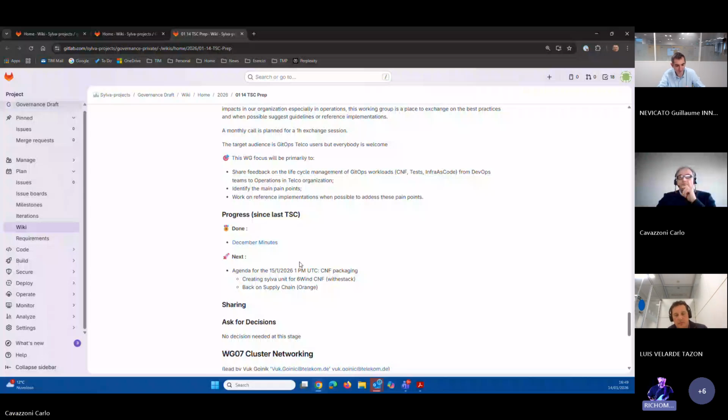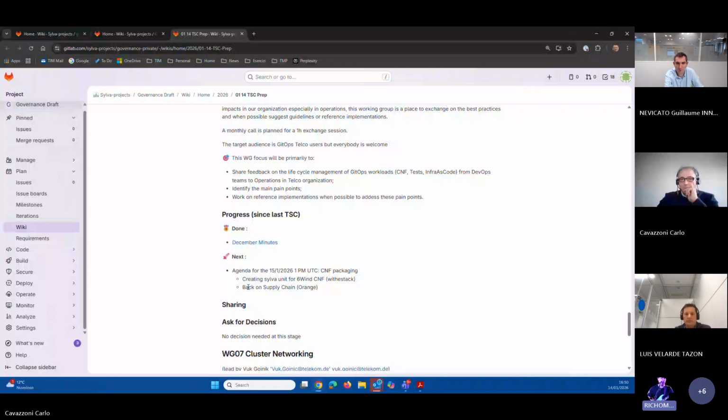So 2 topics on the agenda. One is the repackaging, using a Sylva unit, of an existing CNF, the example done by White Stack with 6Win. The second topic would be a sharing from Orange on the supply chain. Last year, we already worked on the software delivery model, and now we go one step further by explaining what we would like to see in the future in order to rationalize the way we manage the OCI artifact during the GitOps process. People are welcome, especially people from the vendors, because we'll speak about the vendor OCI artifact. They should not hesitate to join. And that's for working group 6.